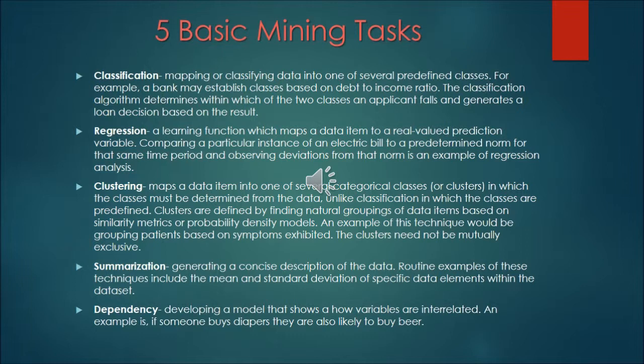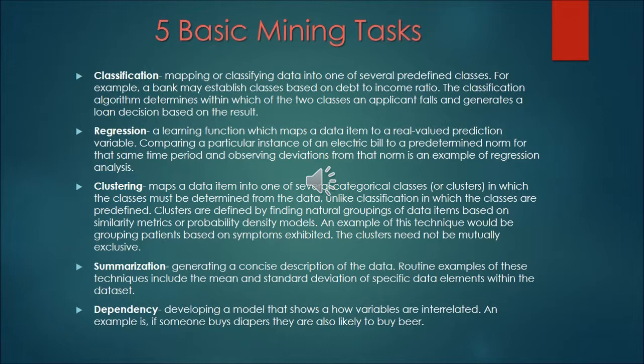So using these certain data mining algorithms, we come to find different groupings or outcomes. The basic ones being classification, regression, clustering, summarization, and dependency. Classification is the mapping or classifying of data into several predefined classes. For example, banks want established classes based on debt or income ratio. Regression is a learning function which maps data into real value prediction variables, comparing, for instance, electric bills to a predetermined norm for that same time period and observing deviations from that norm.